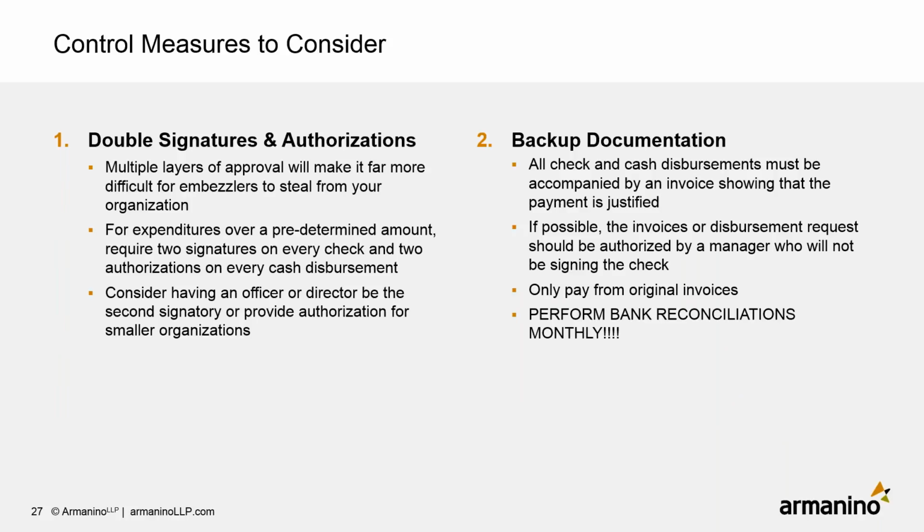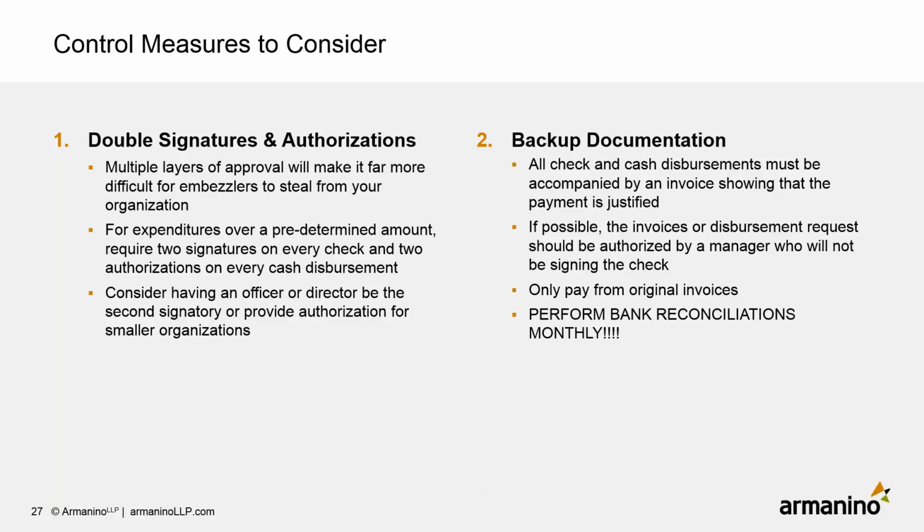All right, number one, double signatures and authorizations. So we want to force people to need collusion to steal, and a great way of doing that is by requiring more than one signature on a check. So for every expenditure you have over a predetermined amount, you should have 2 signatures on that. So I highly suggest you look at your disbursements for the past year. You'll find that 20% of your disbursements make up about 80% of your expenditures. So that dollar amount, whatever that line is, should be the threshold where you start requiring 2 signatures.